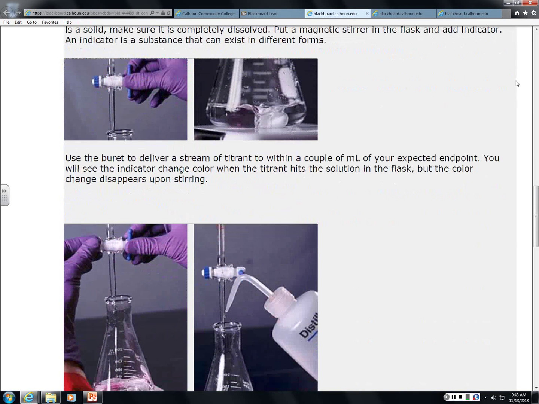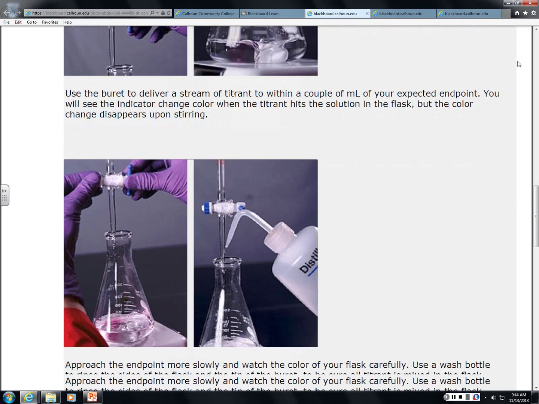Okay, so then we just deliver our titrant to our solution that's being analyzed. We saw those flashes of pink. As we got closer and closer, that pink persists longer, but it disappears while stirring.